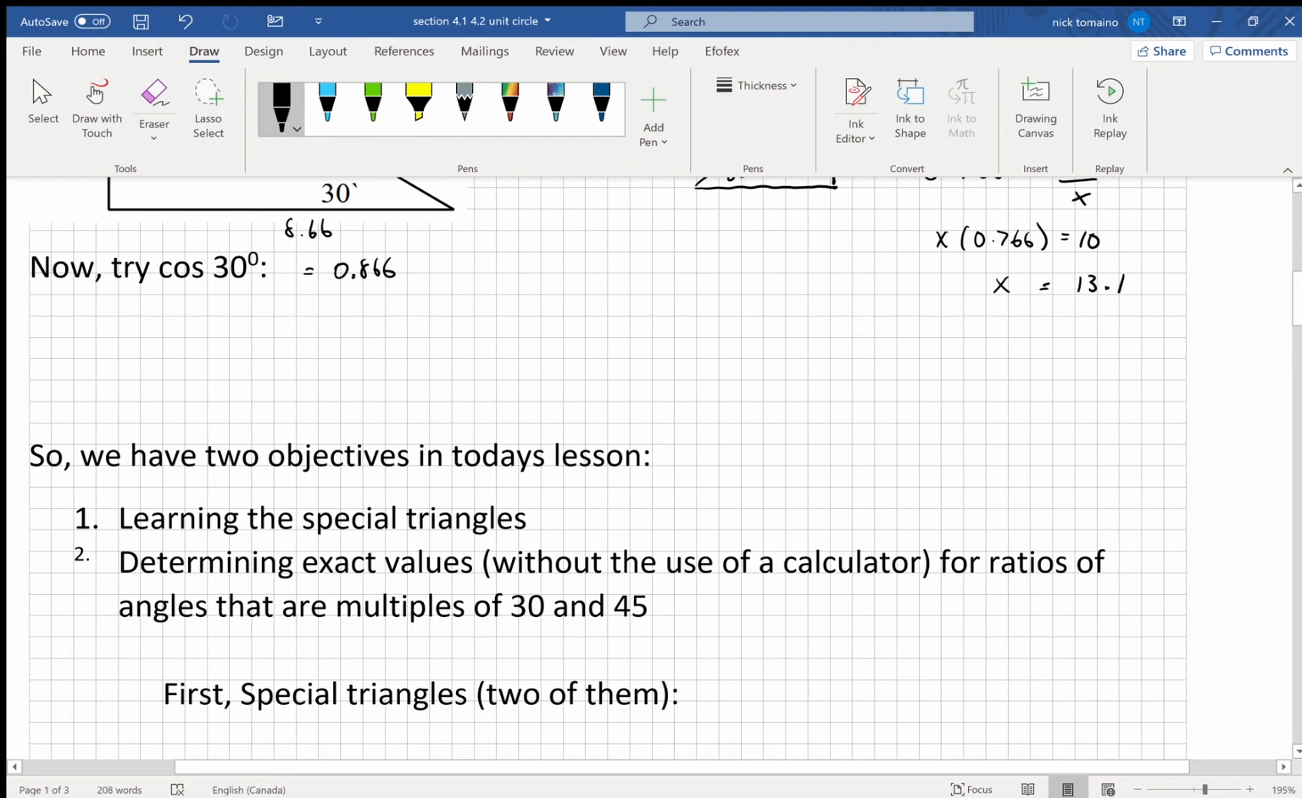So we have two objectives in today's lesson. One is learning the special triangles, and two is determining exact values for ratios of angles that are multiples of 30 and 45 degrees. Okay, so right here, like 0.866, this goes on forever and ever. And when we're rounding it, we're creating rounding error, which is no good. So we want to create an exact number for this. When I plug it into my calculator, I will get this number, but it's an exact number, almost like a fraction.